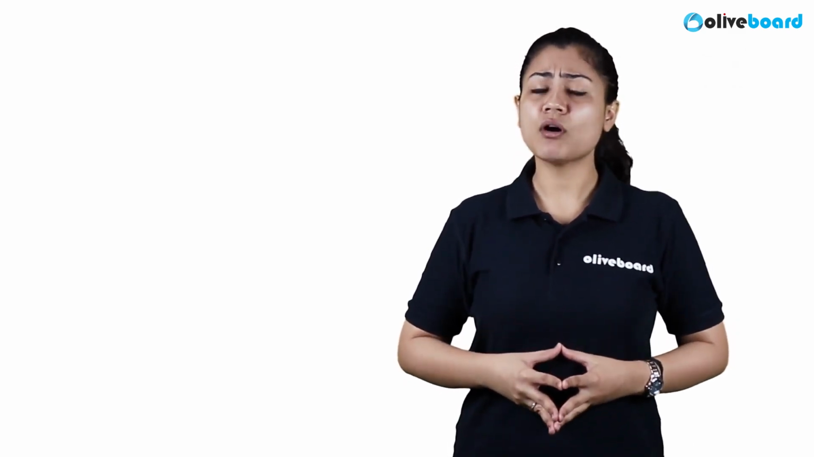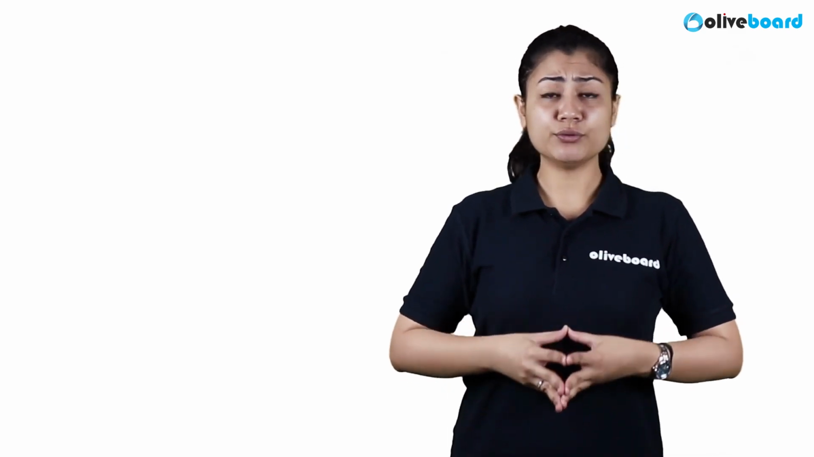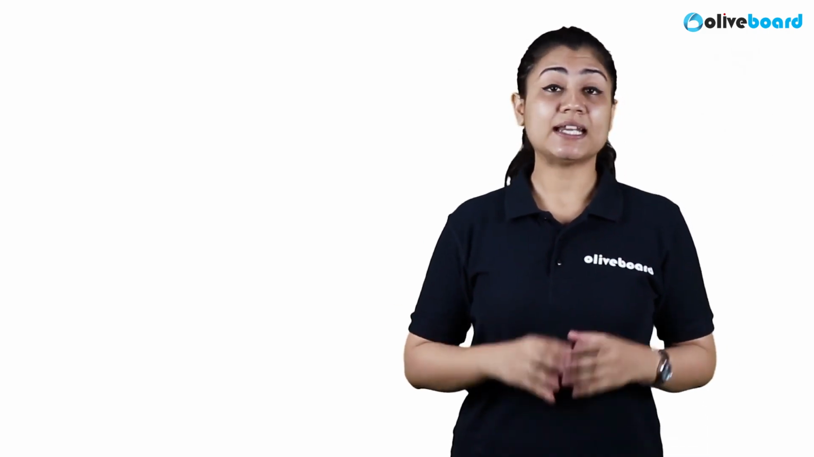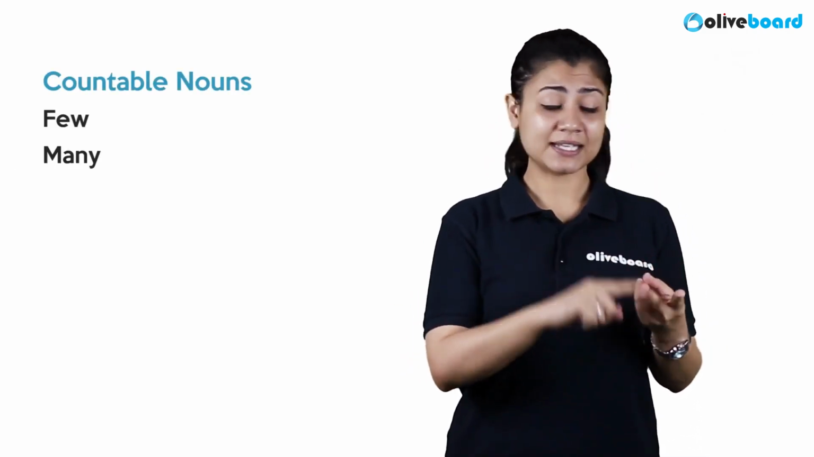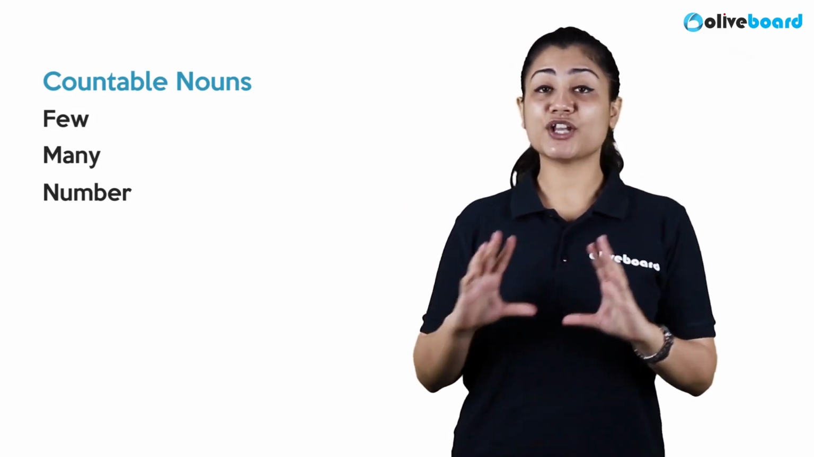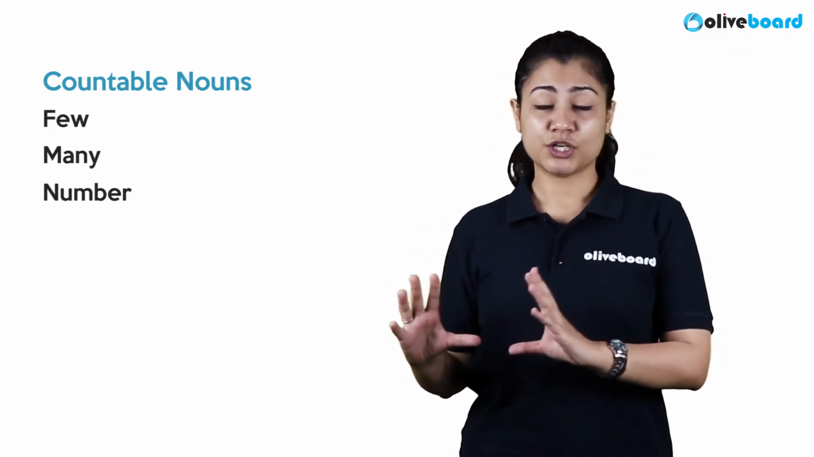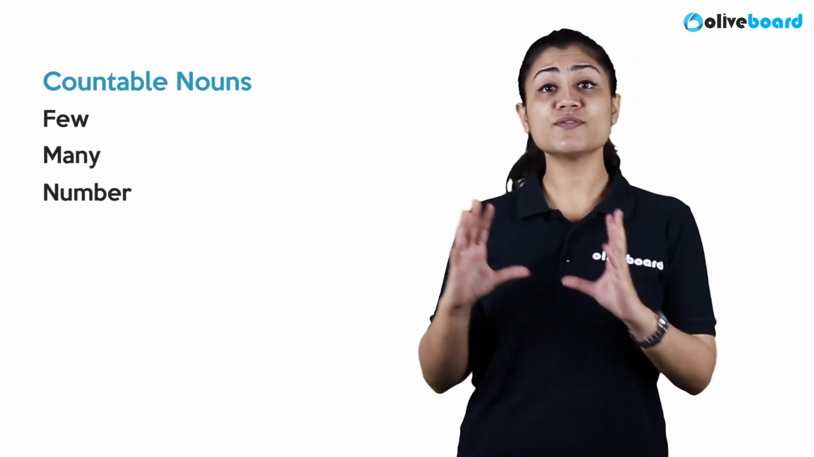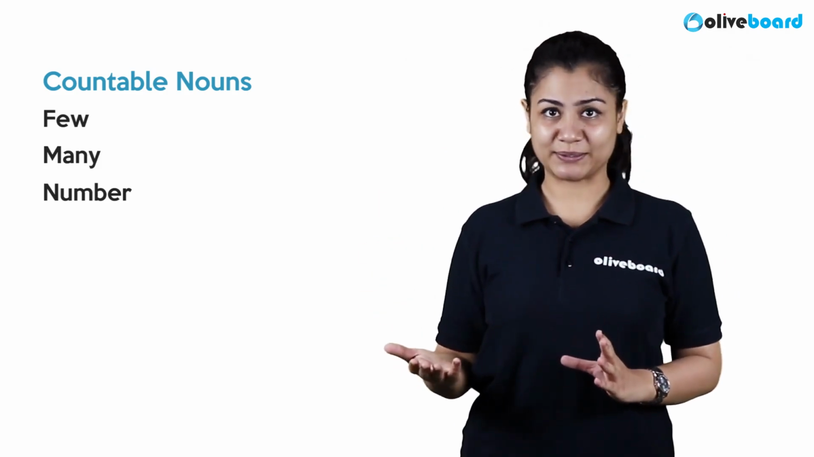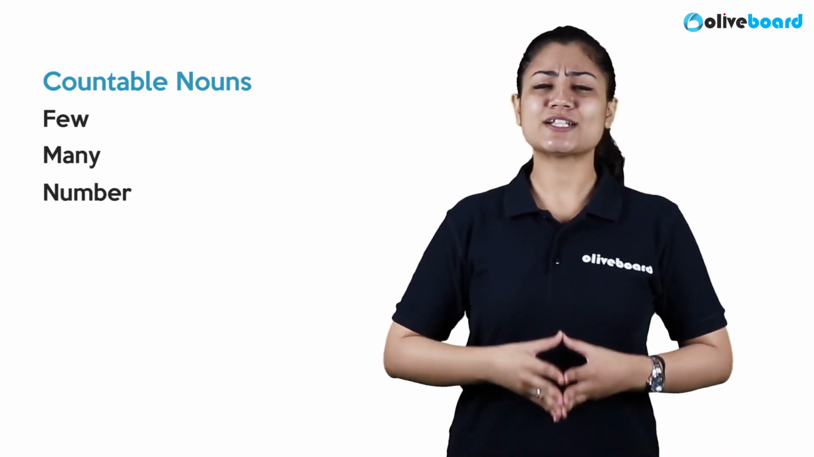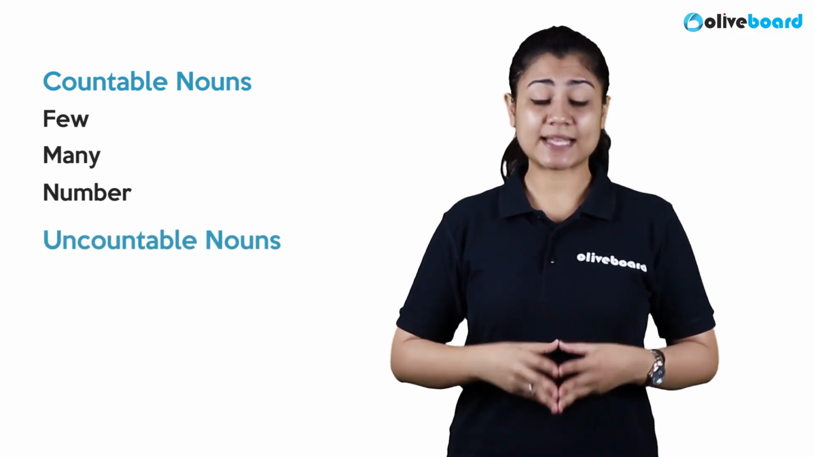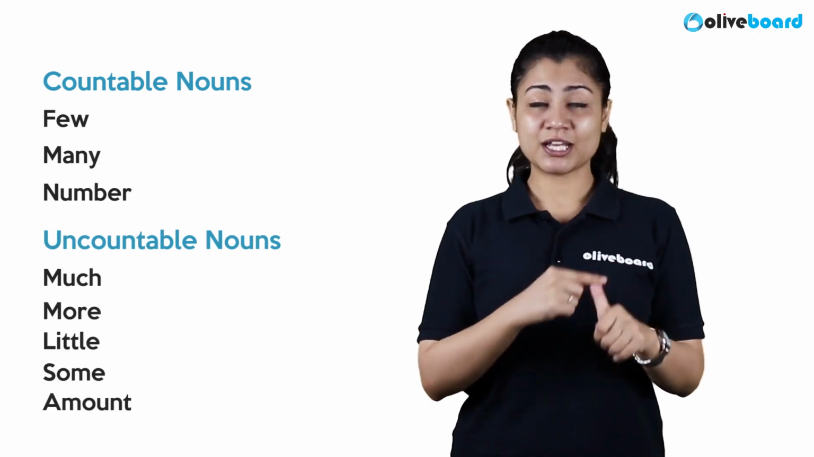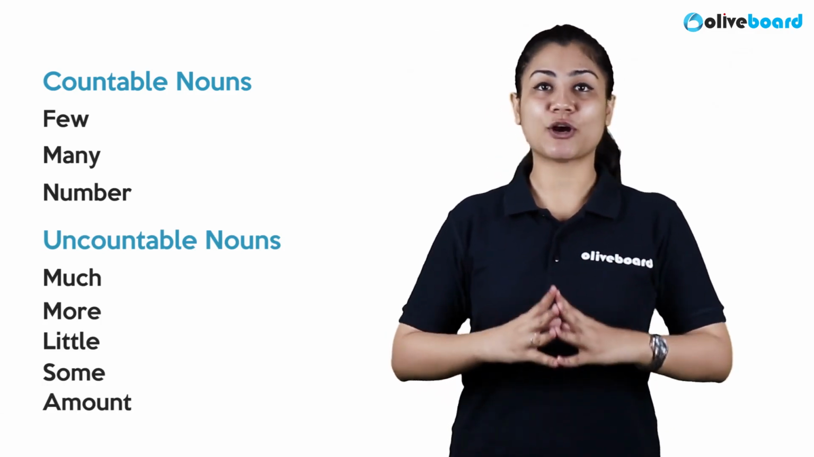So in this question we saw that in part B, I told you कि भाई we have to use few instead of some. Now there are certain words like few, many and number. These words are used for nouns that are countable. So you can say few glasses of water, many glasses of water, or a number of students, because all of these can be counted. Whereas there are certain words that are used for uncountable nouns. Words like much, more, little, some, amount.